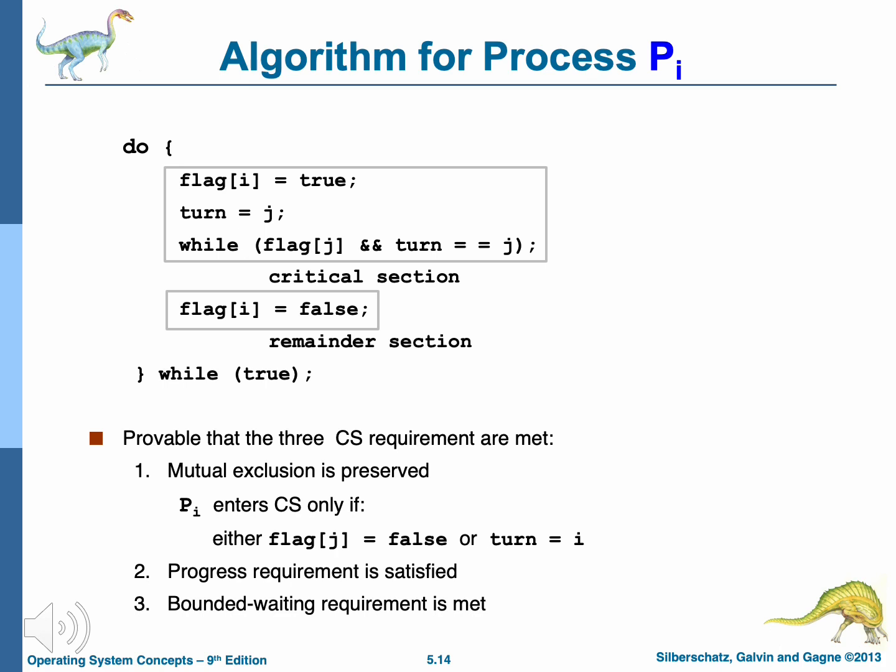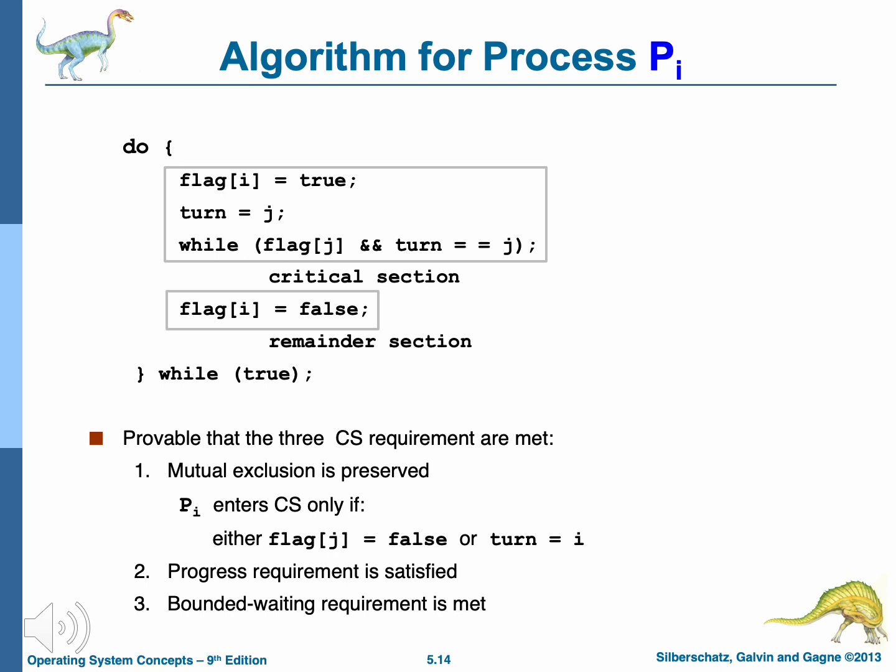We now prove that this solution is correct. We need to show that: 1. Mutual exclusion is preserved. 2. The progress requirement is satisfied. 3. The bounded waiting requirement is met.